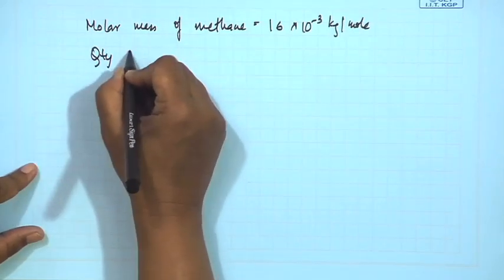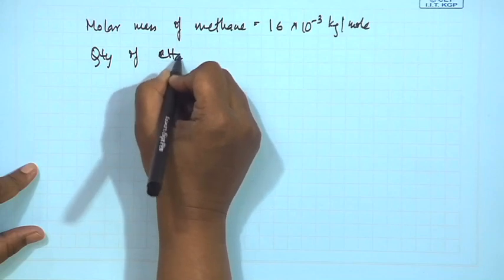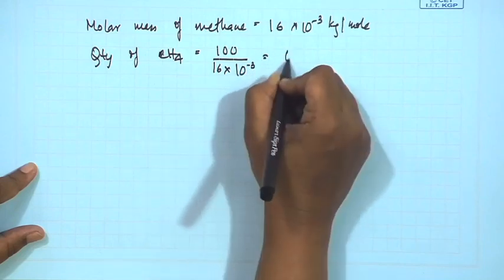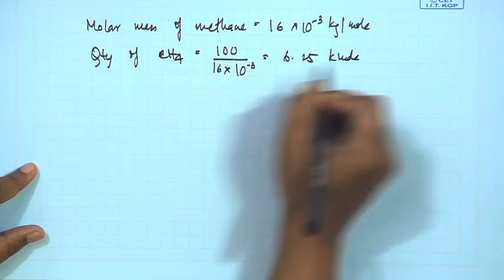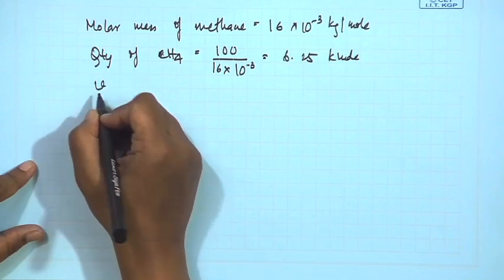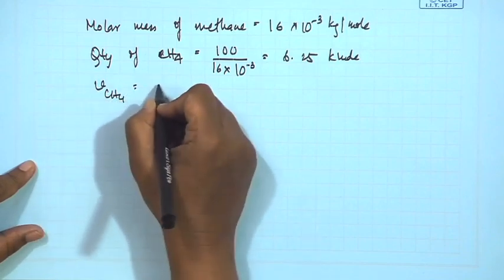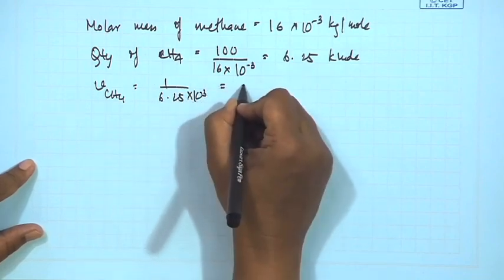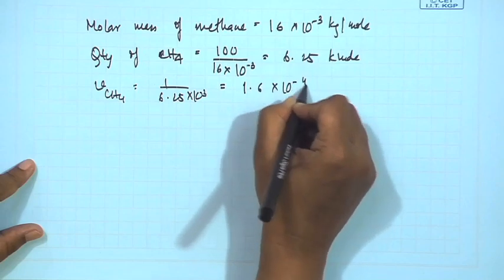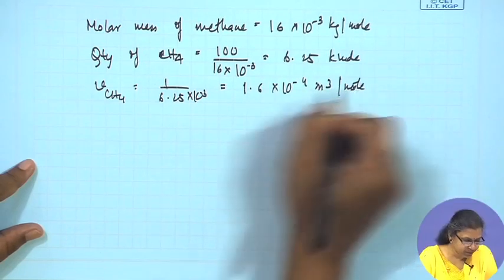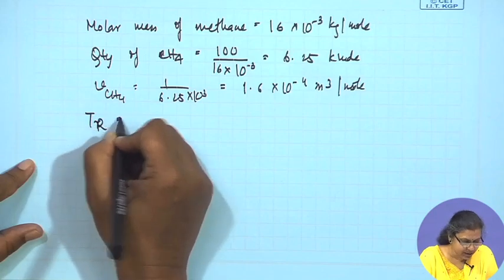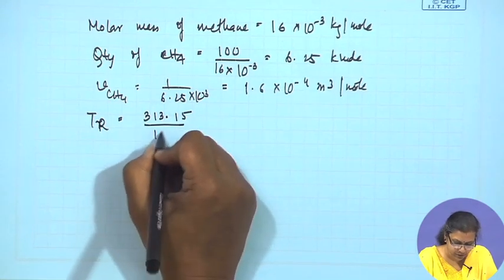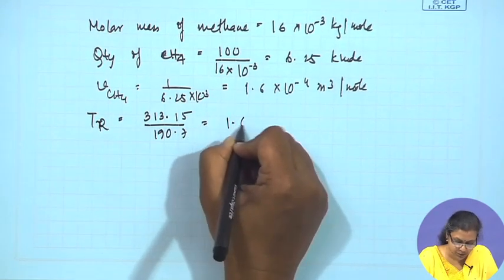So, quantity of methane in the gas, I will put it CH4, this is equal to 100 by 16 into 10 to the power minus 3, which is 6.25 kilomoles, you know it, fine. What is the molar volume of methane? VCH4 will be equal to 1 by 6.25 into 10 to the power 3, fine. This is nothing but equal to 1.6 into 10 to the power minus 4 meter cube per mole. What is Tr in this particular case? The temperature is given as 313.15 Kelvin by 190.7 Kelvin, which is 1.642.